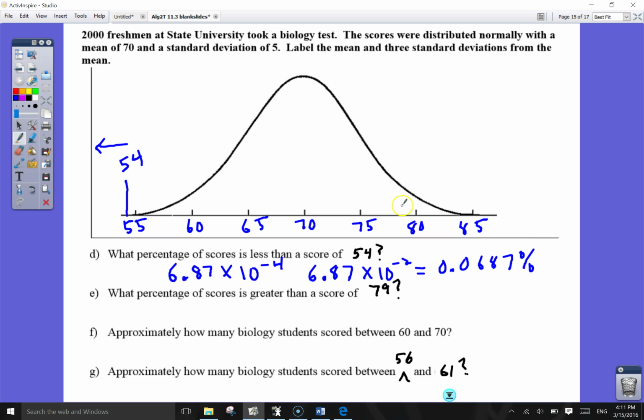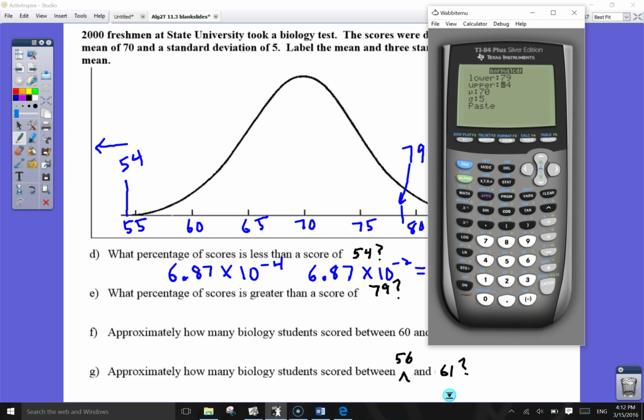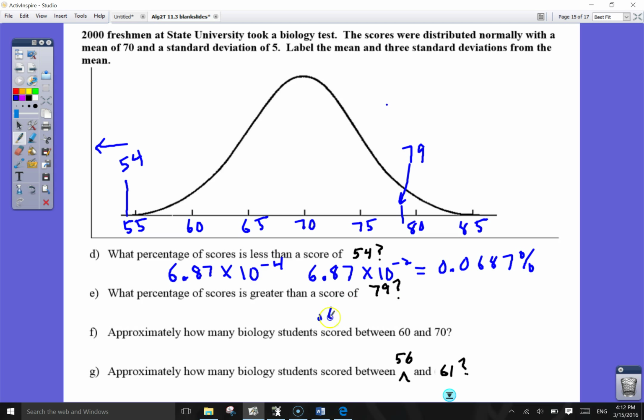Okay, what percentage of scores is greater than 79? Okay, 79 is here, right? So now I have to use the left bound of 79. And the right bound, it goes on forever, so just put a big number. How about 200? 0.0359, which as a percent is 3.59%.